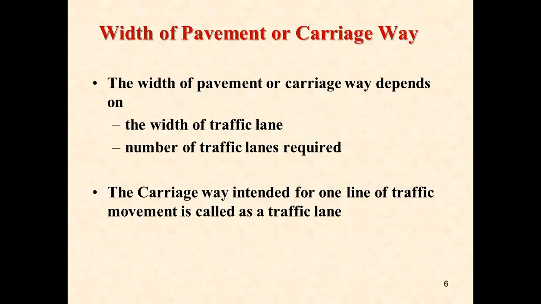So that is how we fix the width of the carriageway or pavement, by the traffic volume. Then we divide it into a number of lanes, because we want to avoid the crisscrossing of traffic. We provide lane discipline. The total width of the pavement is divided into one lane, two lanes, three lanes or four lanes, such that the traffic can move safely.